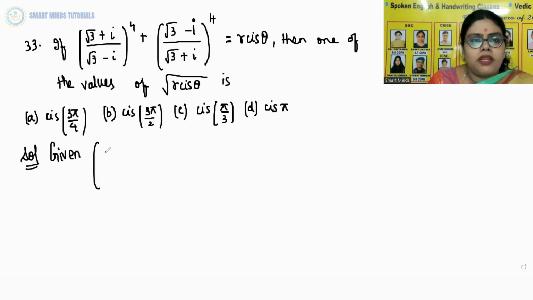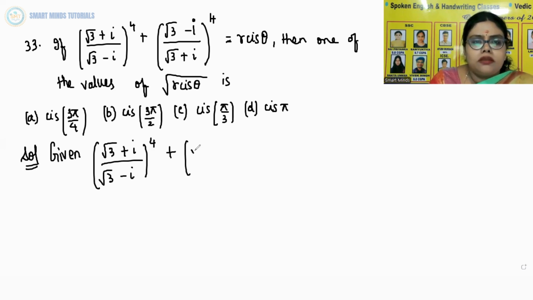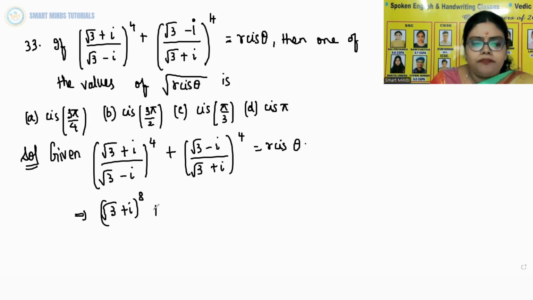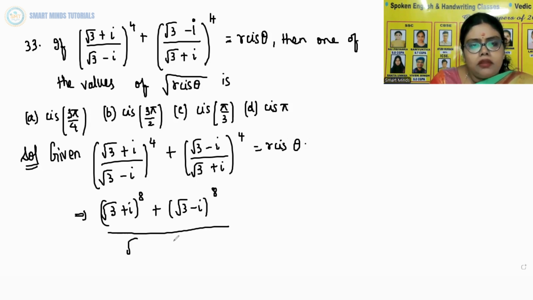The given expression, I am writing it down. ((√3 + i)/(√3 − i))^4 + ((√3 − i)/(√3 + i))^4 is equal to r cis θ. Now we need to take the LCM, so we cross multiply. So we will get (√3 + i)^4 plus 4 will become 8, and over here also (√3 − i)^8, by (√3 − i) into (√3 + i) whole power 4.